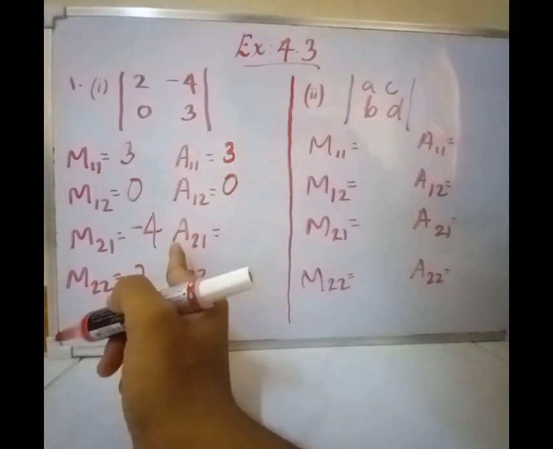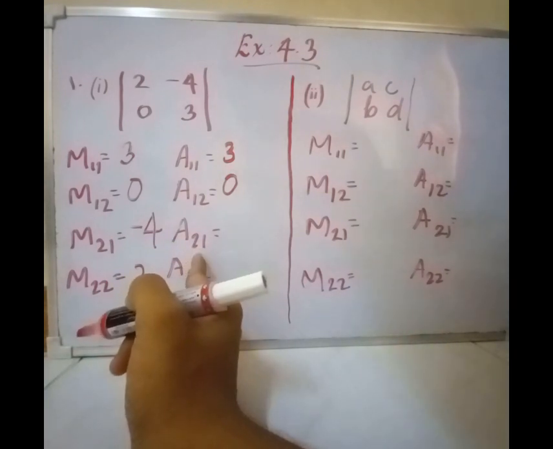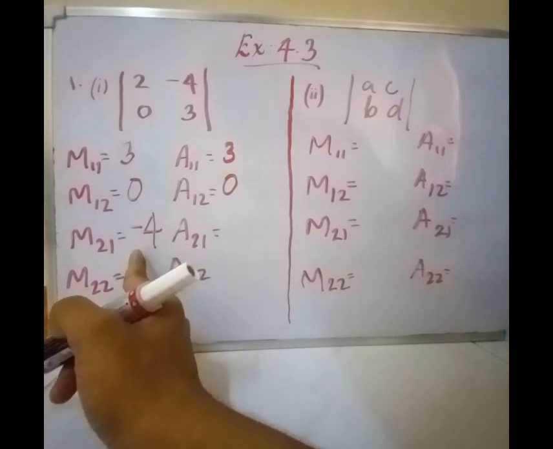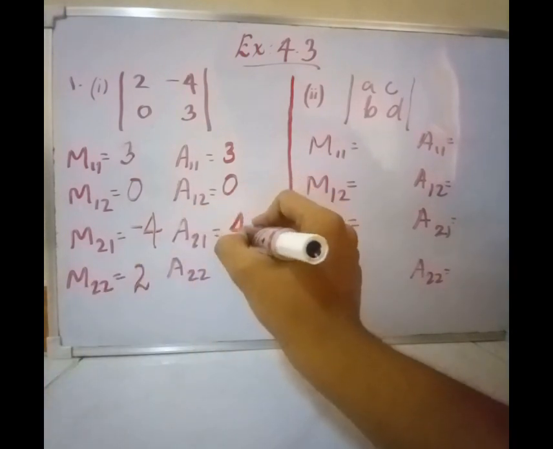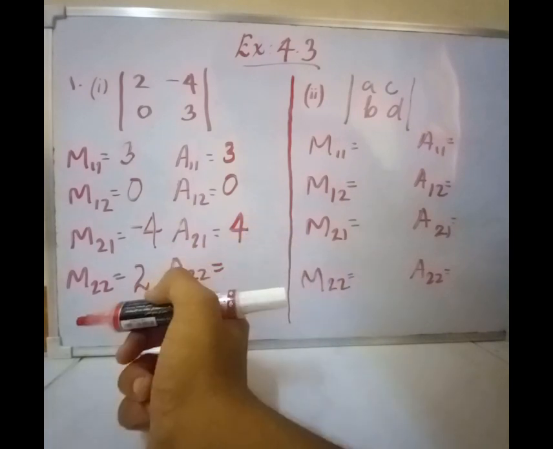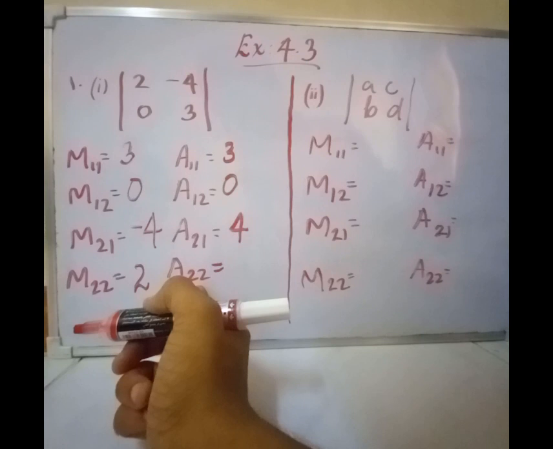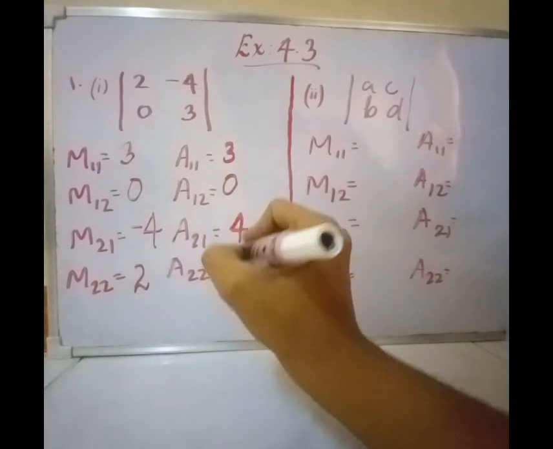Now let's find out what is A21. So 2 plus 1 is 3, which is an odd number. As it is an odd number, you have to multiply the minor with minus 1. So when you multiply minus 1 into minus 4, it will be plus 4. And A22, what you have to do, 2 plus 2 is 4. It is an even number. That's why you have to write the minor as it is.